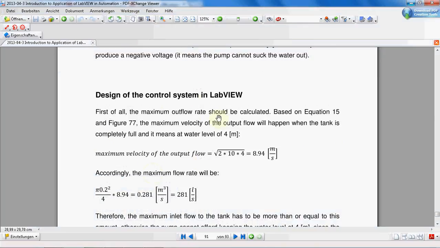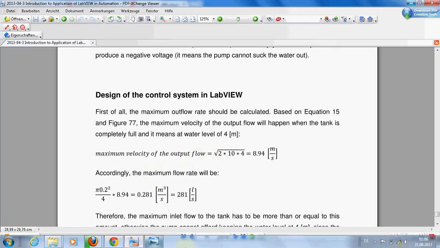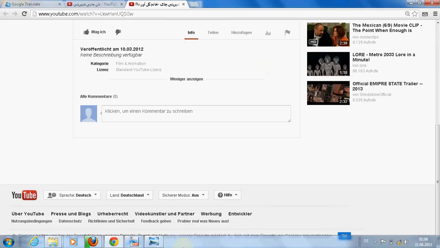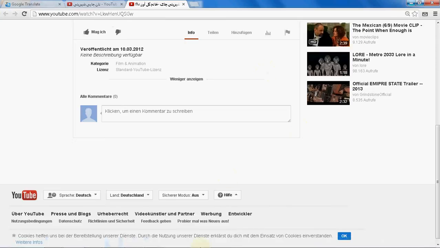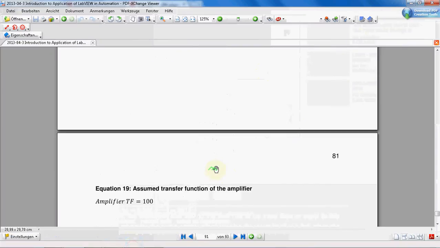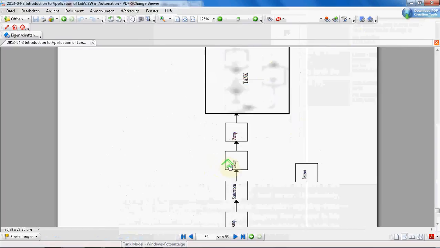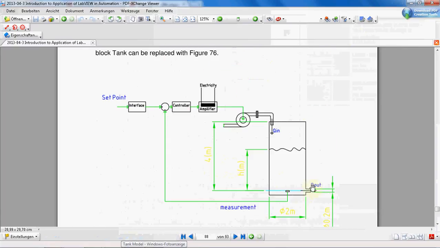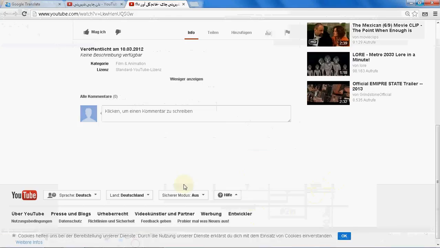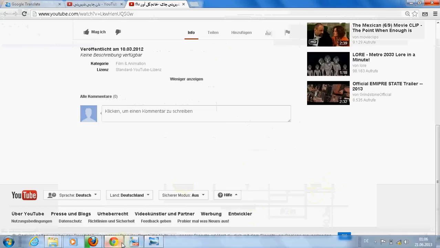In order to select the maximum capacity of the pump, we have to know the maximum velocity of the output flow. Let me show you the maximum velocity here, the maximum drainage flow rate.